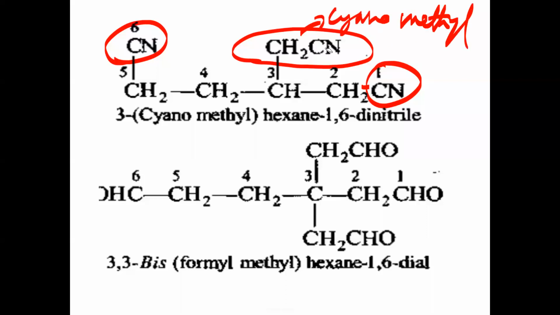Cyanomethyl group it is. This cyanomethyl group is on which position? Third carbon. And is the cyanomethyl a simple substituent or a complex substituent? It is a complex substituent, remember. Complex substituent. Why? Substituted substituent.